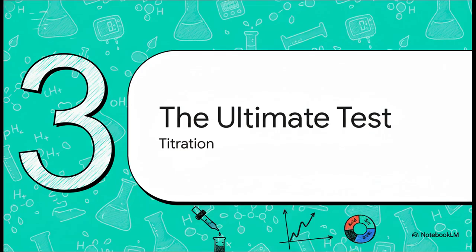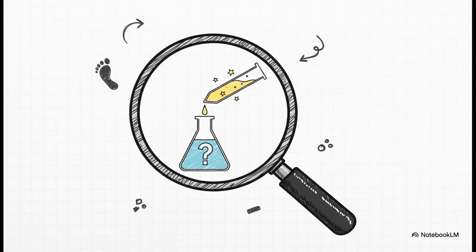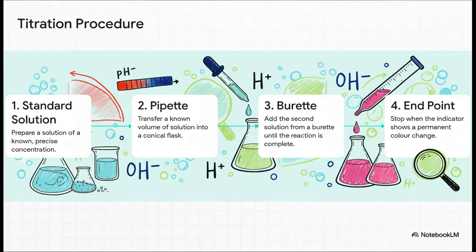Okay, enough theory. It's time to put it all into practice. Let's talk about probably the most important experimental technique in this entire topic. Let's talk about titration. At its core, titration is like a piece of chemical detective work. It's this super precise method where you use a solution you know everything about, its concentration is exact, to figure out the unknown concentration of another solution. The whole goal is to find that one precise moment of neutralization. And the procedure itself is very systematic, very step-by-step. First, you need that standard solution with a concentration you know for sure.